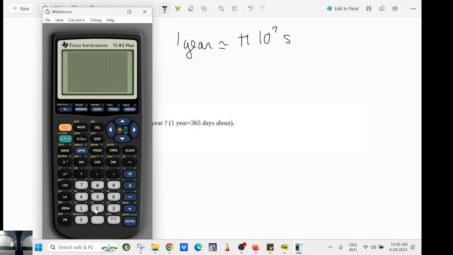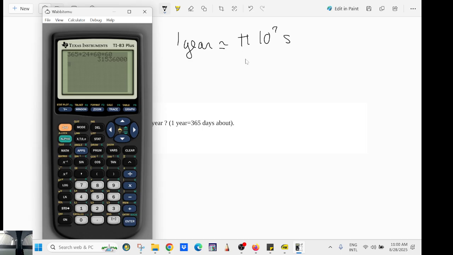So 1 year will be 365 days. Agree? Depends, about. And then you multiply by 24 hours. Agree? Okay. And then multiply by 60 for the minutes, and then 60 for the seconds. And that's what you get. So 1, 2, 3, 4, 5, 6, 7. So it's about pi.